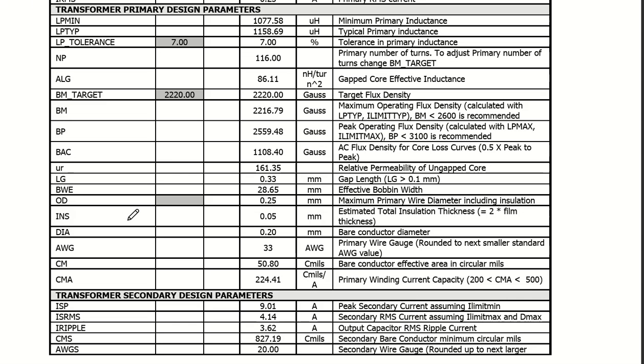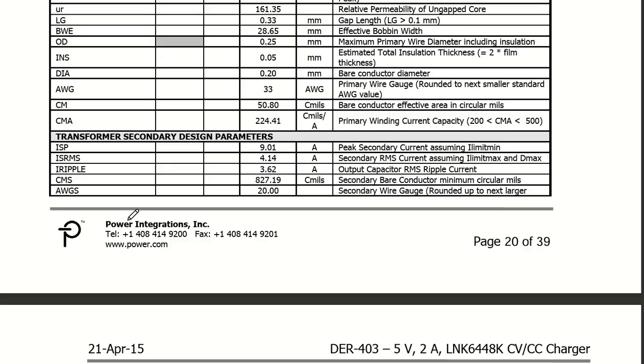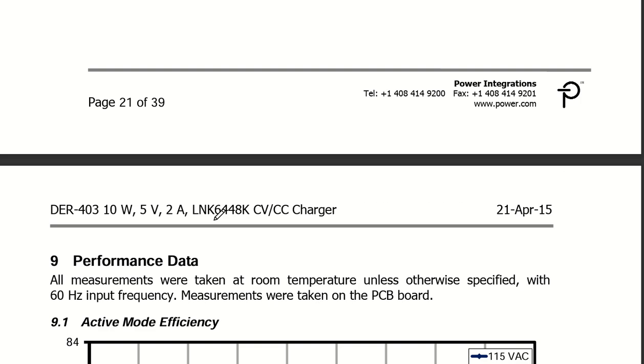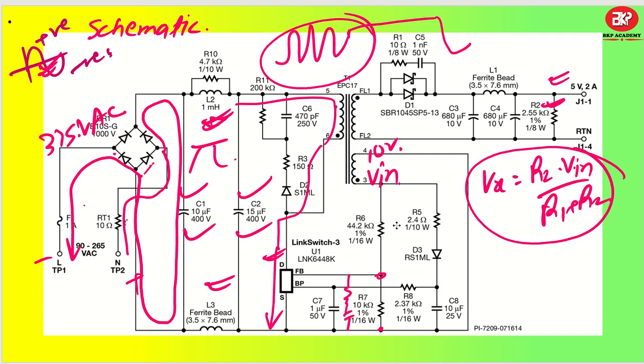Now coming back to the other thing. I hope you have a good understanding of how the spreadsheet gives the different parameters, and if you have actual values, you can fine-tune them at the end. R upper actual and R lower actual were these, and the chosen values are actually the same. Good. So with this we have completed the transformer understanding as well. I hope it is clear now.